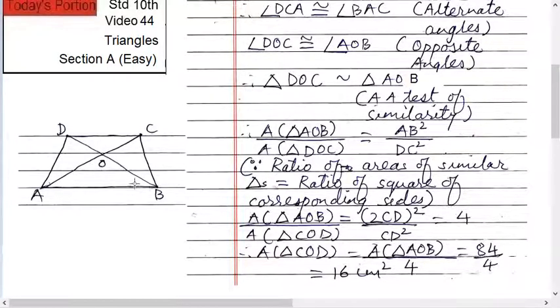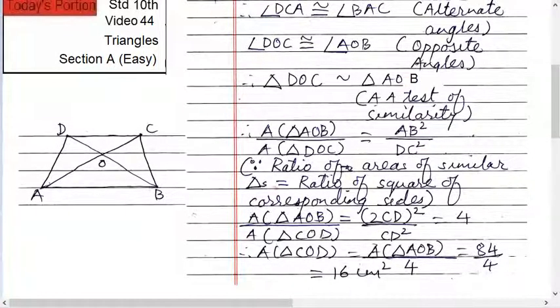How come 2CD square? AB. It is given: AB is twice of CD. So 2CD square upon CD square, adjust it and it becomes 4. Therefore, COD equals AOB upon 4. But AOB we know, that is 84. Therefore, COD equals 16 square centimeters.